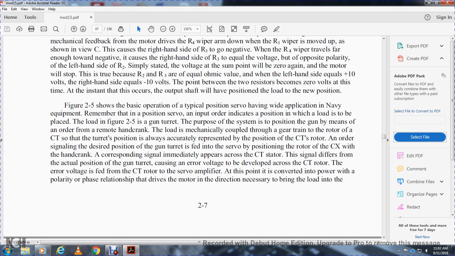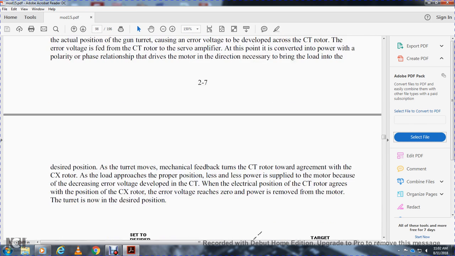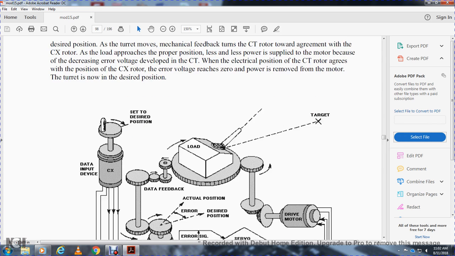At this point the amplifier converts it into power with the polarity and phase relationship that drives the motor in the direction necessary to bring the load into the desired position. As the turret motor moves, mechanical feedback turns the control transformer rotor. As the load approaches the proper position, less and less power is applied to the motor because of the decreasing error voltage developed by the control transformer. When the electrical position of the control transformer rotor agrees with the position of the control transmitter rotor, the error voltage reaches zero, power is removed from the motor, and the turret is at the desired position.